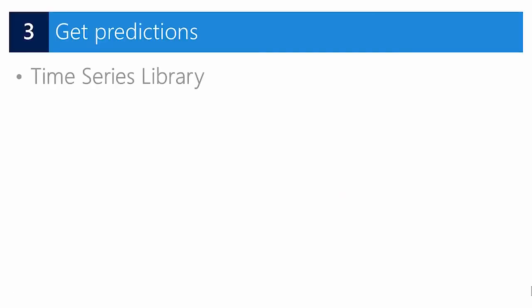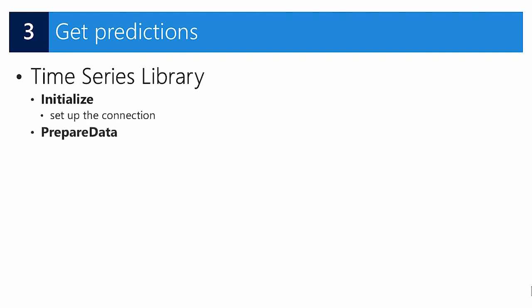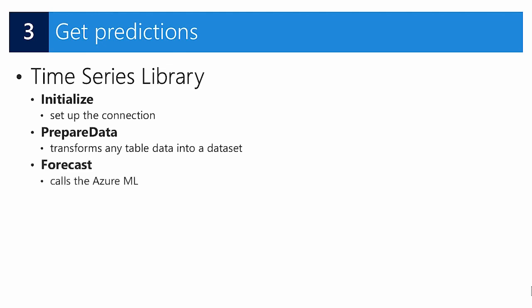So to summarize, we performed the task with 4 functions from our time series library variable. The initialize is used to set up the connection. Prepare data transforms any table data into a dataset which is ready for submission. Forecast actually calls the machine learning in Azure. It receives the predicted interval, in our scenario, 1 month. And get forecast returns a dataset of forecasted values.